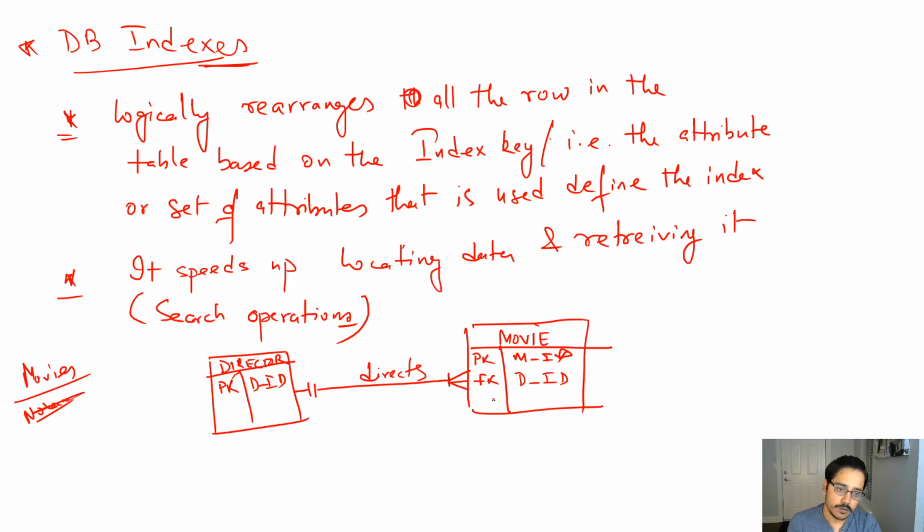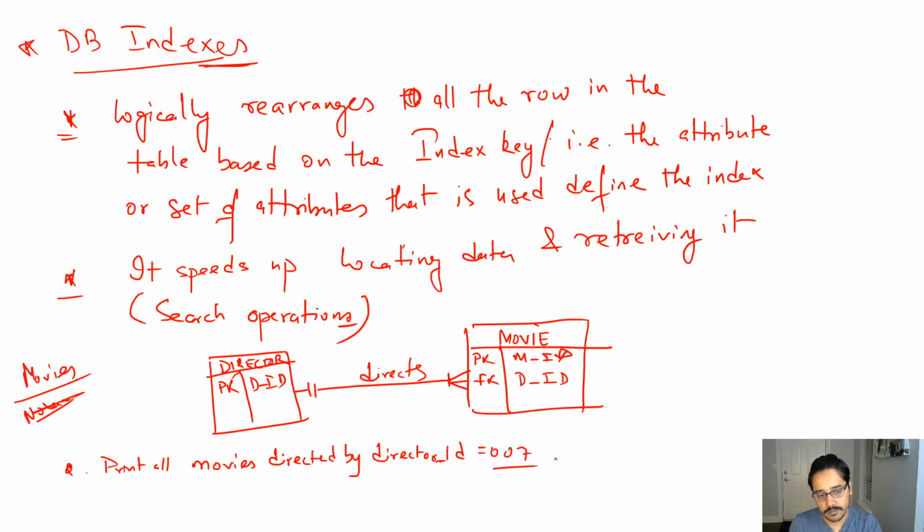So now, let's say there is a query which asks us to print all movies directed by director ID. It won't be this crude. You will have the name capability, but let's say you know the director ID. So director ID 007, okay, James Bond.